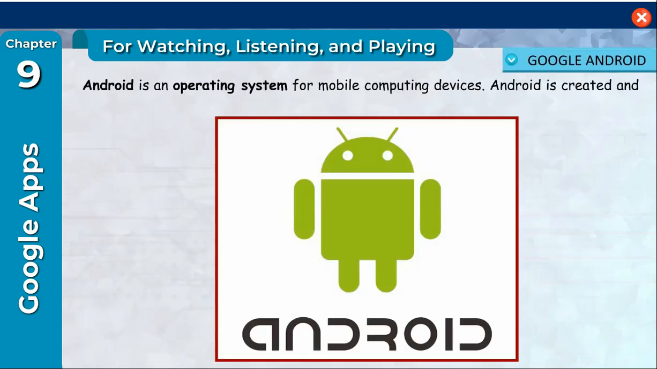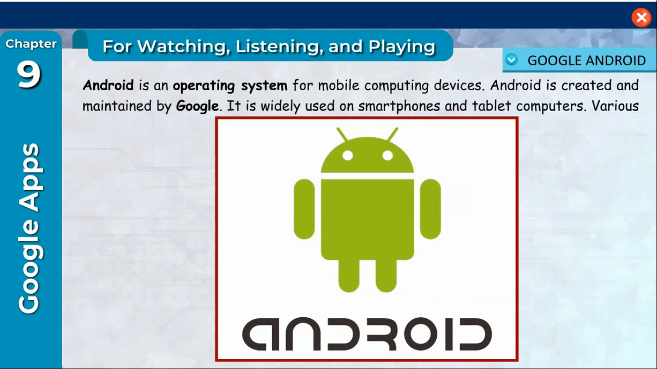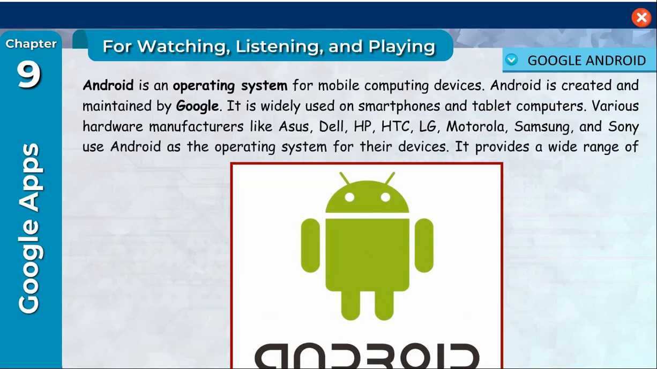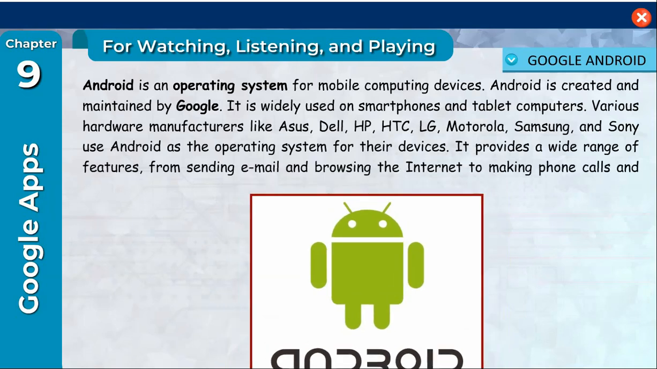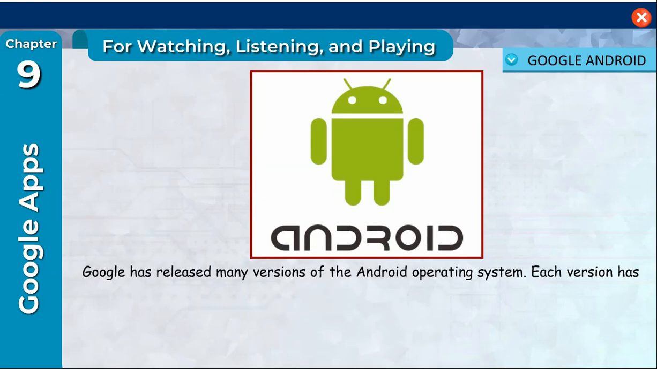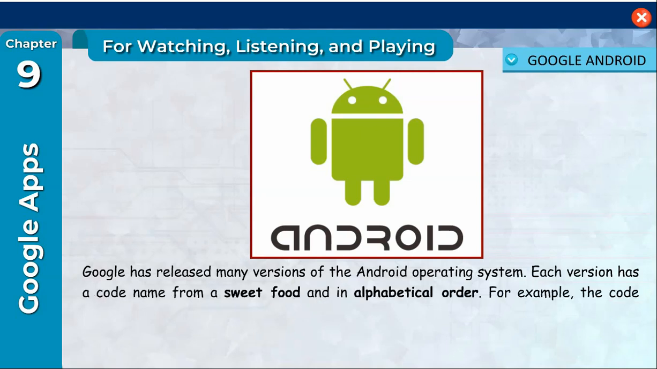Google Android. Android is an operating system for mobile computing devices. Android is created and maintained by Google. It is widely used on smartphones and tablet computers. Various hardware manufacturers like Asus, Dell, HP, HTC, LG, Motorola, Samsung and Sony use Android as the operating system for their devices. It provides a wide range of features from sending email and browsing the internet to making phone calls and taking photos. Google has released many versions of the Android operating system. Each version has a code name from a sweet food and in alphabetical order.